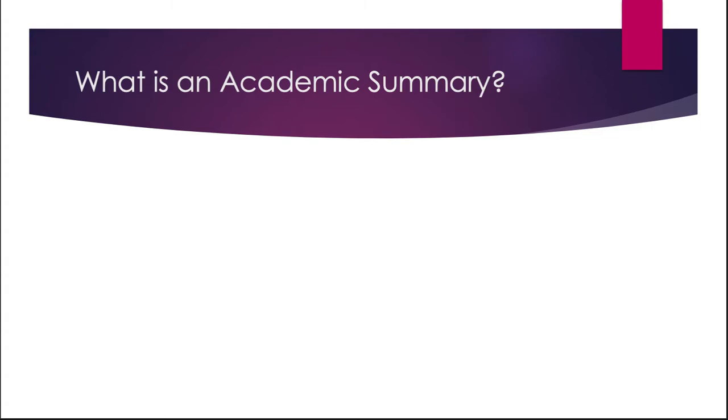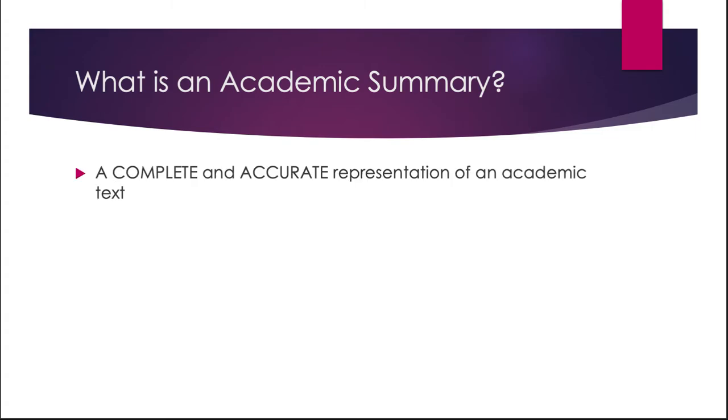So what is an academic summary? First of all, it's a complete and accurate representation of an academic text. This means that you're not just hitting the highlights, but you're doing everything, all of the claims, all of the reasons, and you're also giving an overview of the evidence. An academic summary is also going to show the argument and structure of a text.